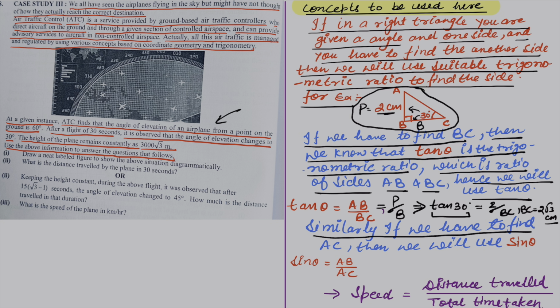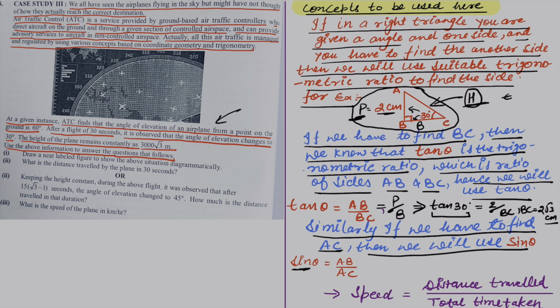Similarly, if we have to find AC, then we will use sine theta. Here AC is the hypotenuse. So, if we have to find the hypotenuse, then we have to consider a trigonometric ratio which consists of perpendicular and hypotenuse. So, we know that sine theta is P by H, or we can also use cosec theta. Cosec theta is just the inverse of sine, and that will be H by P. Here we will use sine theta.